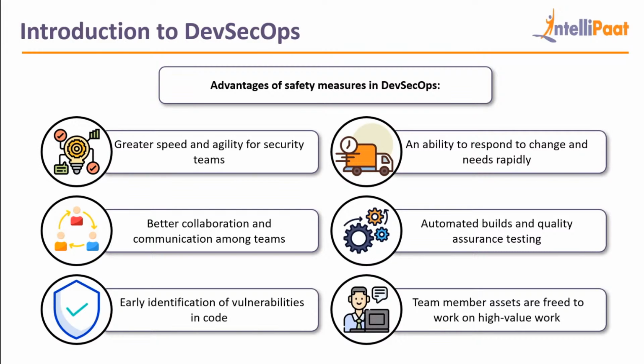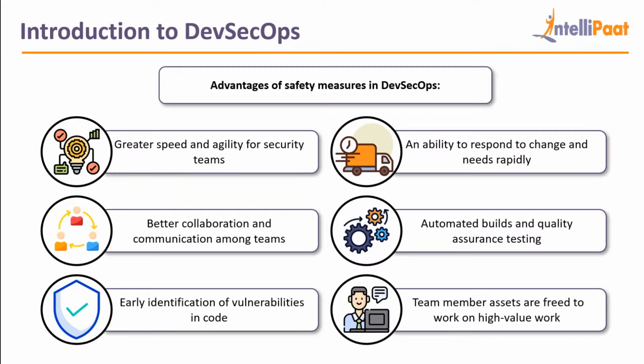An ability to respond to change and needs rapidly. So again, DevOps is mainly for this purpose. You can basically release every single day. You can make changes quickly. You can respond to a certain bug. So the same thing goes with the security team. They can respond to a security bug immediately and make that change even faster than before.